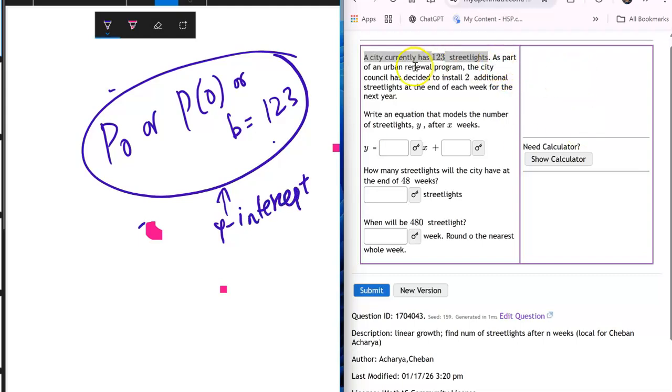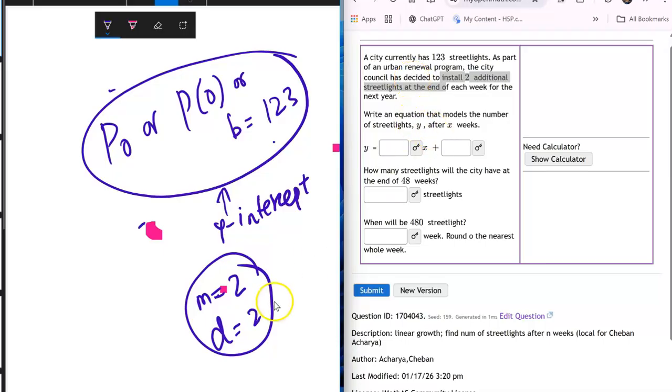Now, as a part of the urban renewal program, the city council has to install 2 additional streetlights at the end of each week. So here, 2 is the constant rate of change. In other words, every week the city council installs 2 additional streetlights. So this is called m, and m here is 2. So we can call d in the other formula 2 as well. Again, m and d are the same thing, depending on what format of the formula you use.